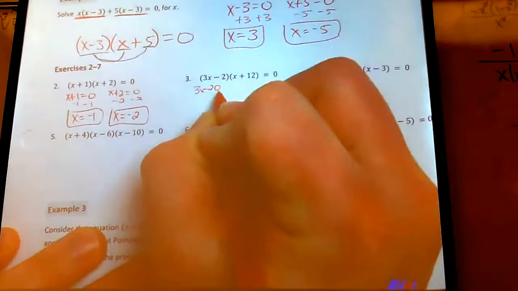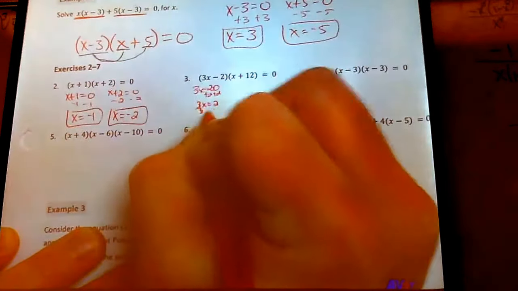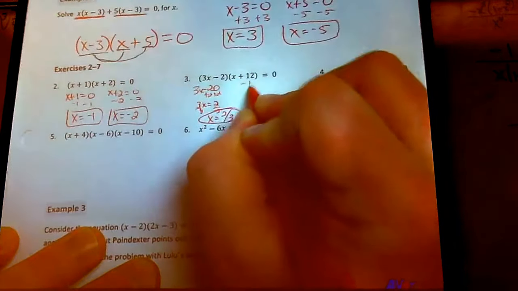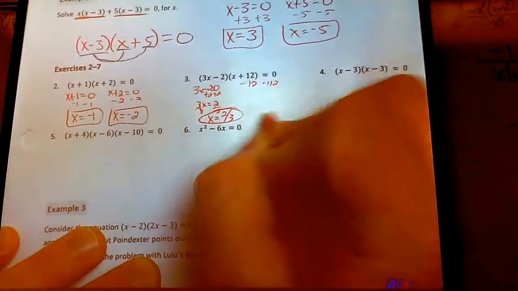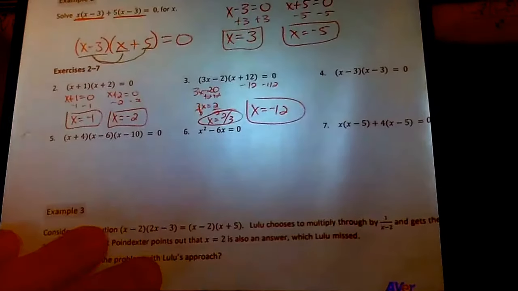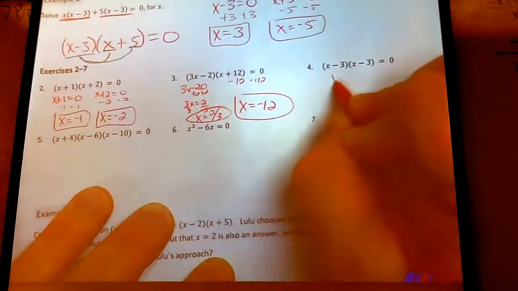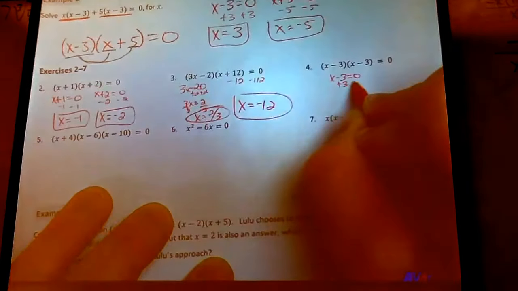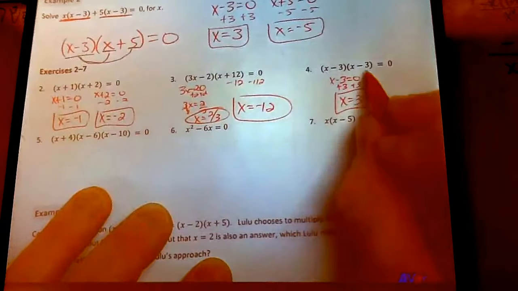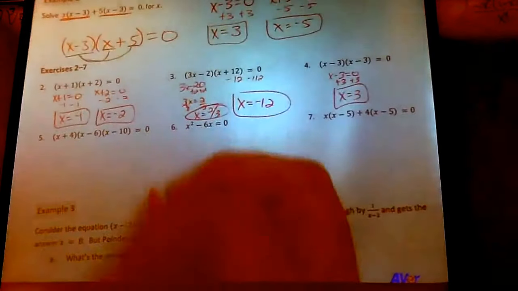3x minus 2 equals 0. Add 2. 3x equals 2. Divide by 3. X equals 2/3. This one, you just minus 12. X equals negative 12. If you do the decimal, it's 0.666. This one, x minus 3 equals 0. Add 3. X equals 3. And the same thing for the other one. So it's just x equals 3.